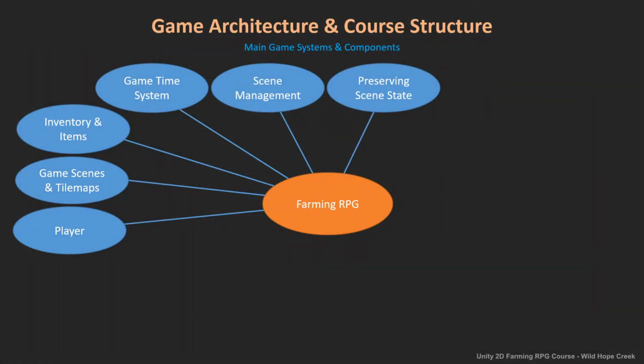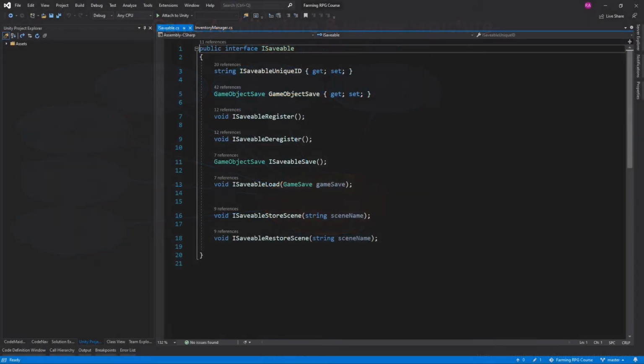In the preserving scene state section, we'll implement functionality to save the state of items in scenes as we move between them. We'll use a C# interface to define what properties and methods an object needs to implement to have its scene state stored and restored.